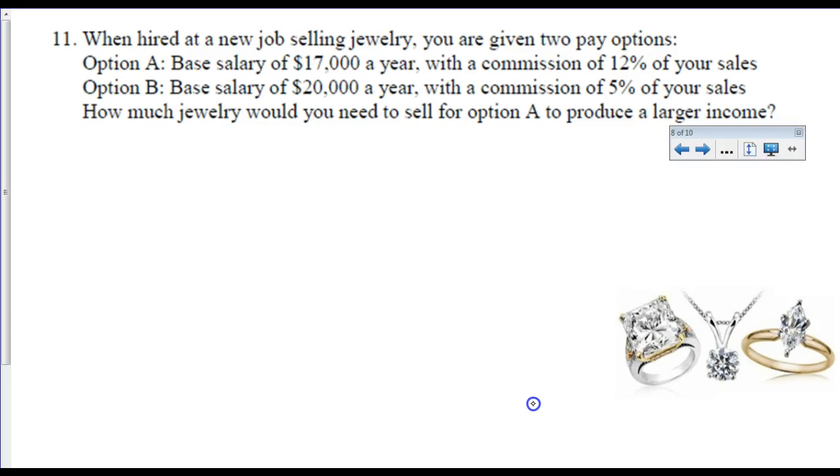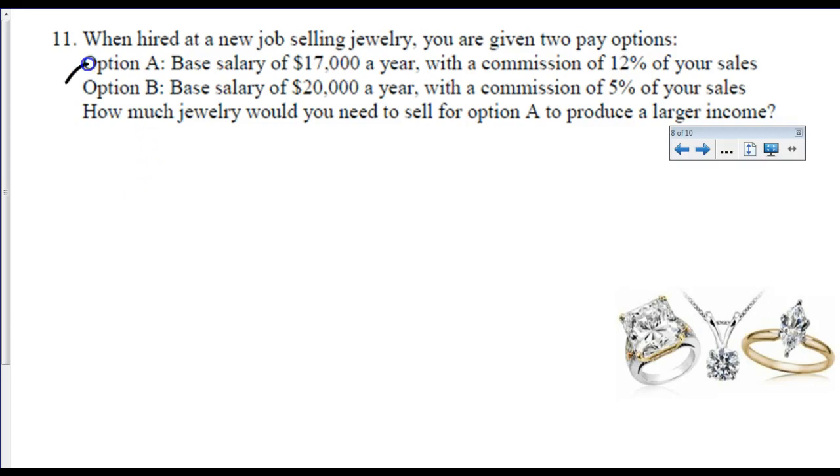All right, when hired at a new job selling jewelry, you're given two options. The first option is a base salary of $17,000 with 12% commission, or a base salary of $20,000 but a lower commission. So how much jewelry would you have to sell in order for option A to kind of take over the salary for option B? Because you are going to make more money on option B if you're not a super seller. We got to figure out what that turning point is.